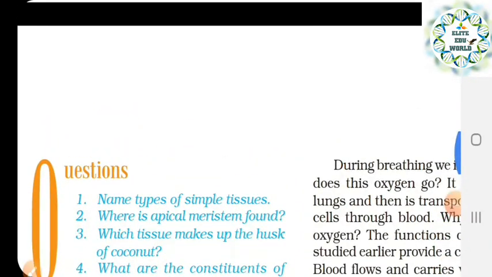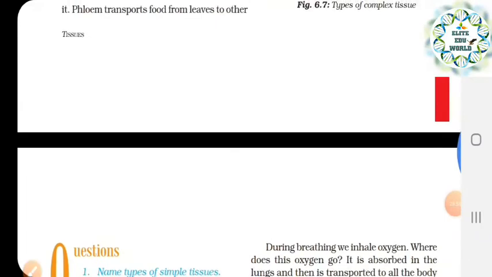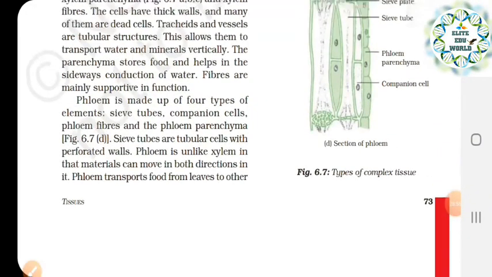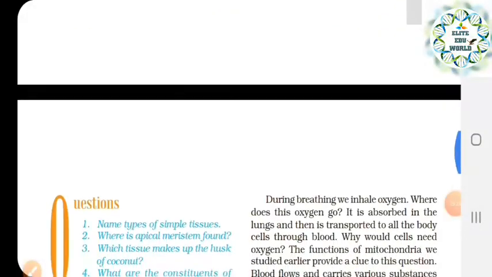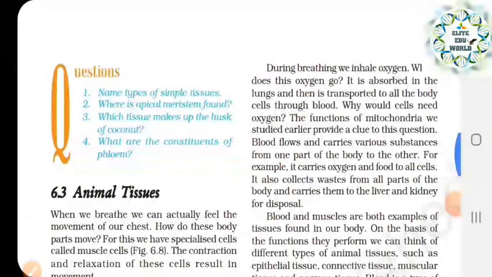So here we have finished our topic, plant tissue. Whatever points we have discussed up to here relate to plant tissue only: meristematic tissue and permanent tissue. We have seen the two types of permanent tissue, simple permanent and complex permanent. The remaining part is the animal tissue. Up to here we have finished plant tissue.